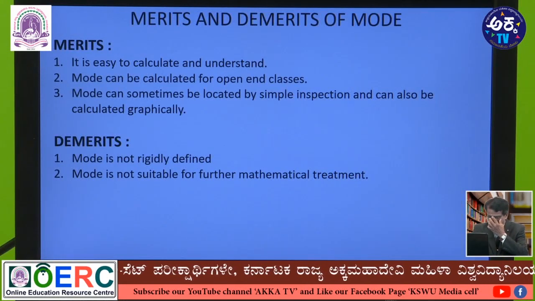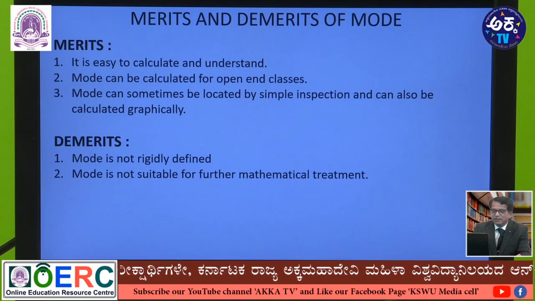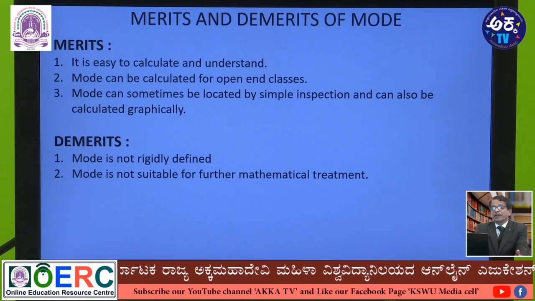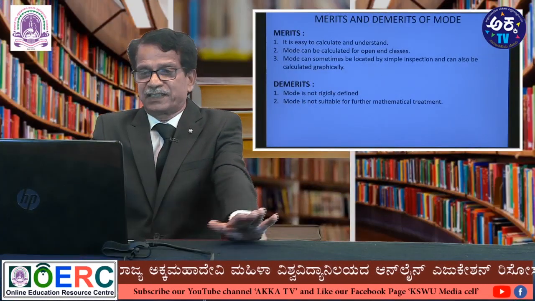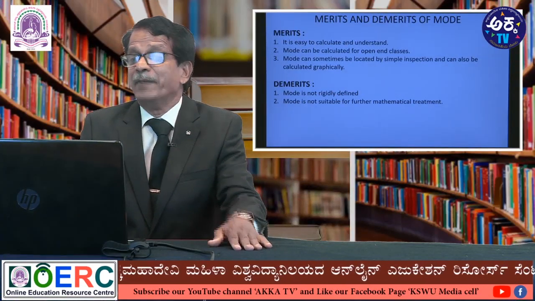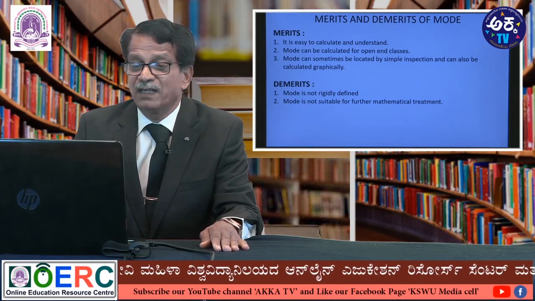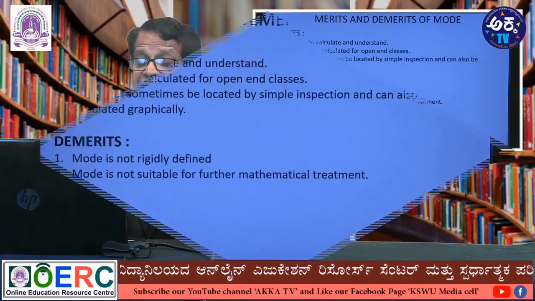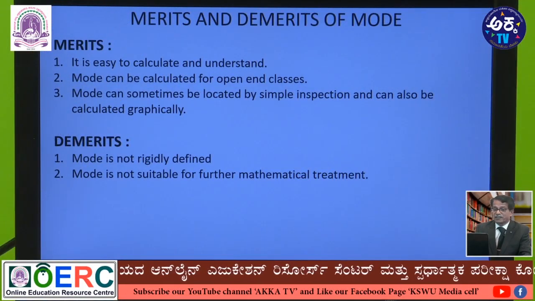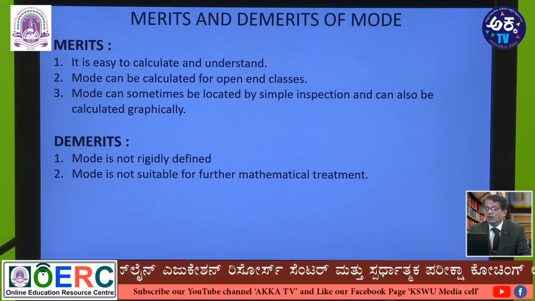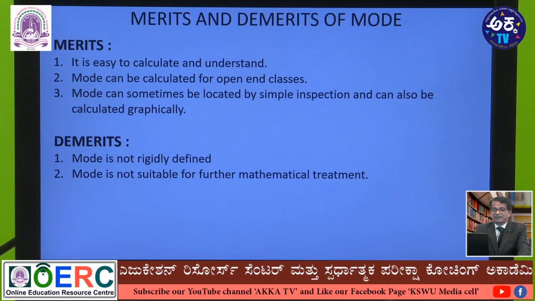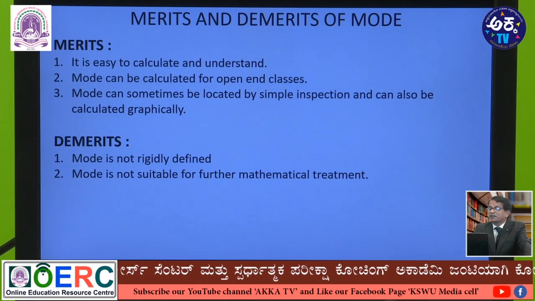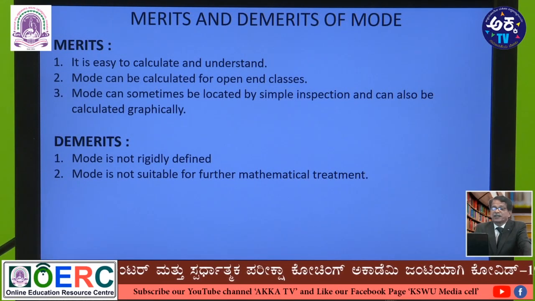Friends, after having looked at the formula and examples on mode, now let us look at its advantages and disadvantages, or merits and demerits of mode. Merits are like this: it is easy to calculate and understand, and its definition is not rigid. That is what again comes in the demerit. Mode can be calculated for open end classes, and that is its advantage. Mode can sometimes be located by simple inspection and can also be calculated graphically.